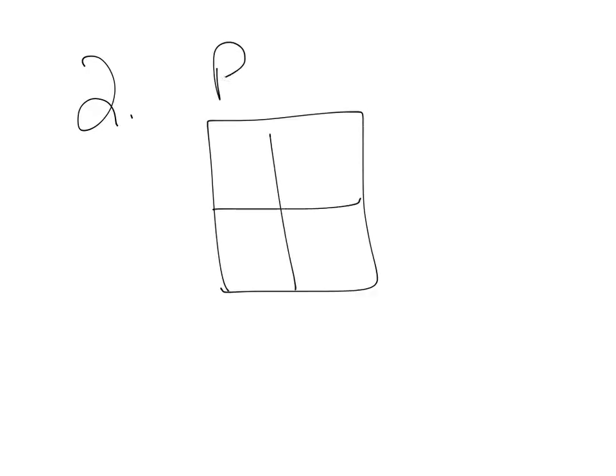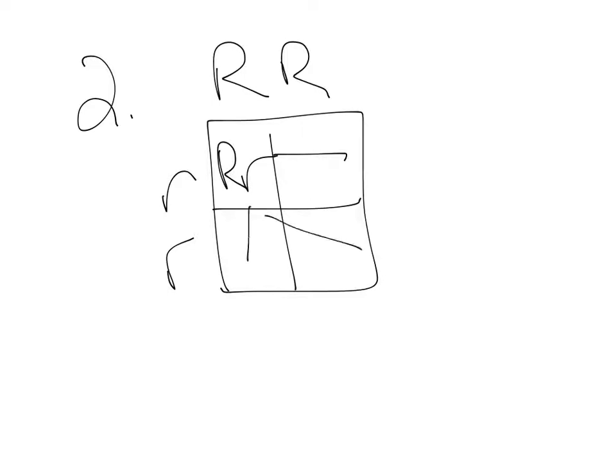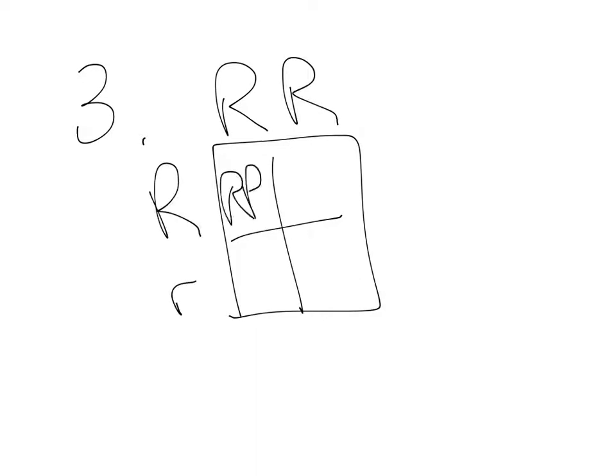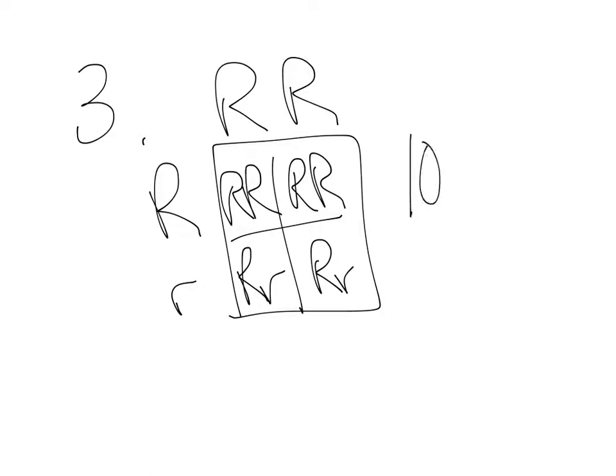All right, number 2, you were supposed to cross big R, big R with little r, little r. All of your boxes should have been big R, little r. So what percentage of the offspring will be round would be 100%. Number 3, you were supposed to cross big R, little r with big R, big R. So there's what your cross should look like. What percentage of the offspring will be round? All of them have a big R, so you should have got 100%.